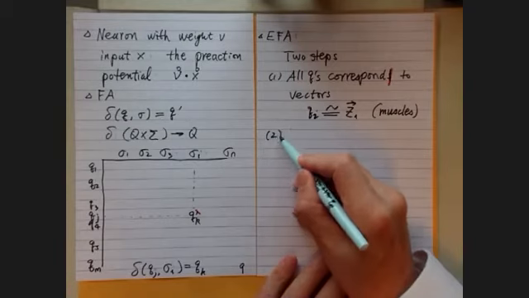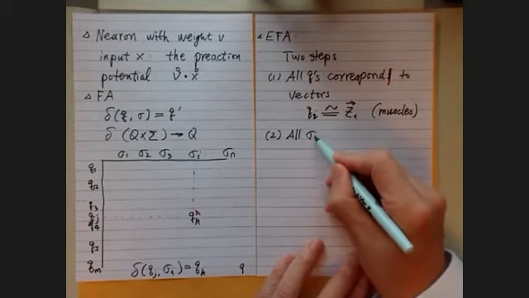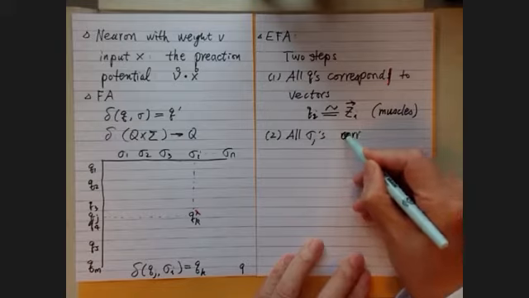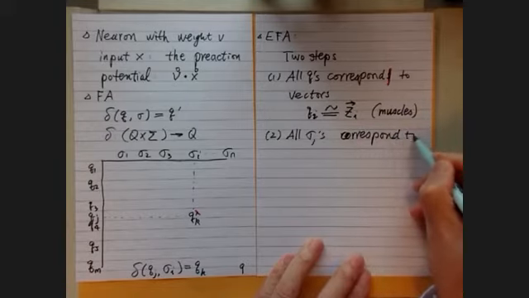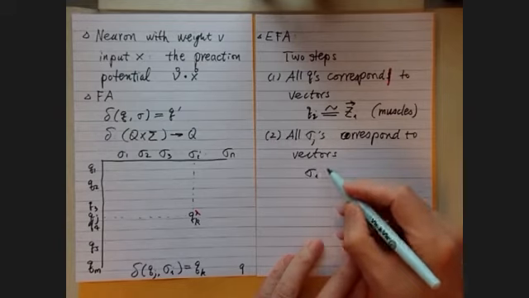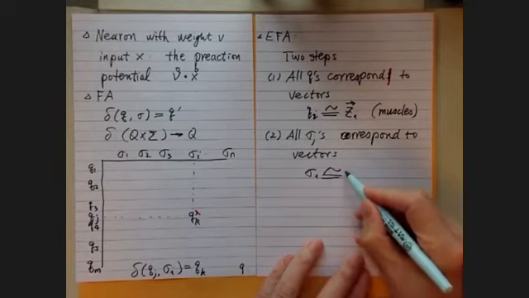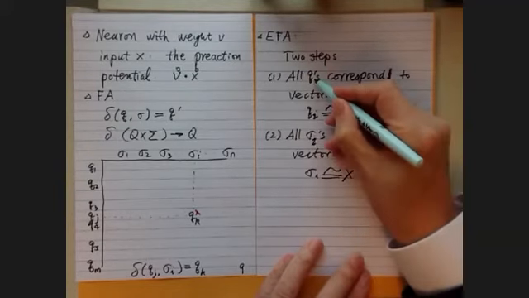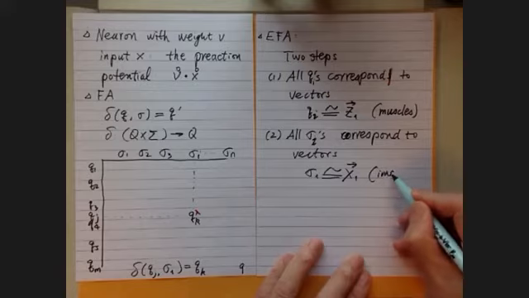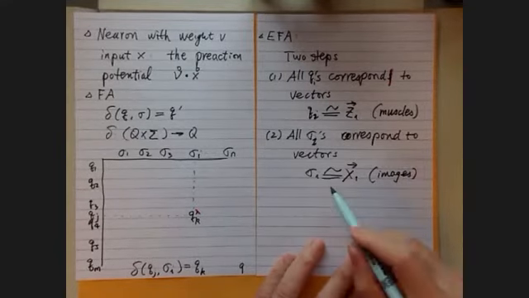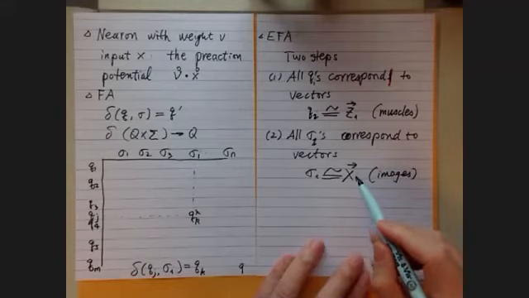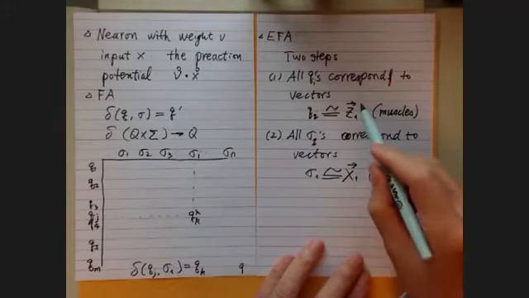The second step is that all sigmas, also vectors. Sigma I corresponds to Q I, corresponding to the x_i vector. That's called the image on your retina or on your cochlea. So sigma is the input. Input is from your eye, from your cochlea. Those are the cells in your eye. These are the cells in your muscle.